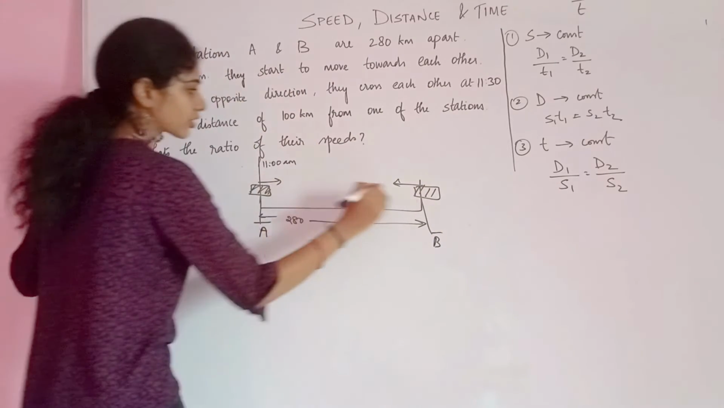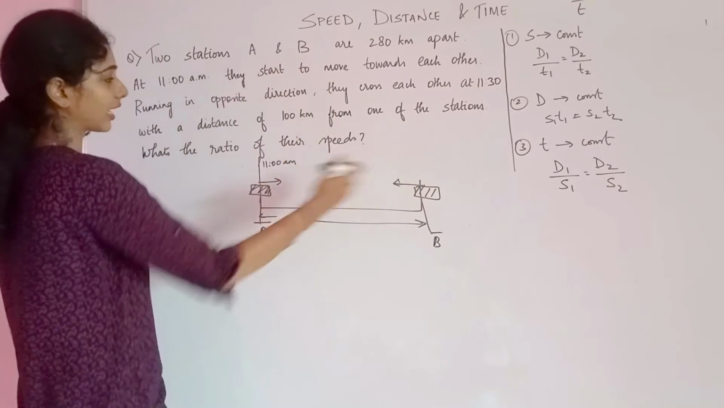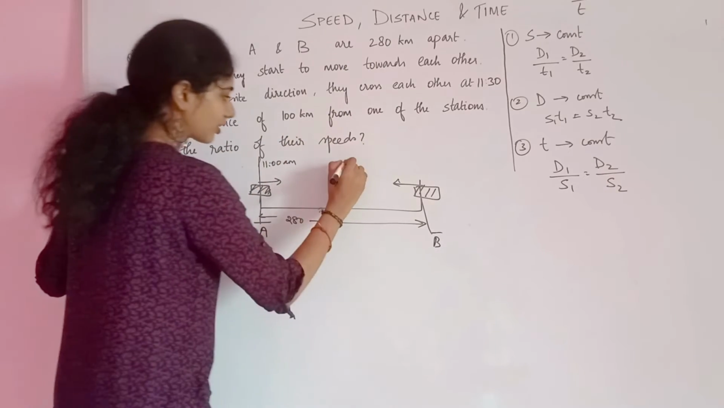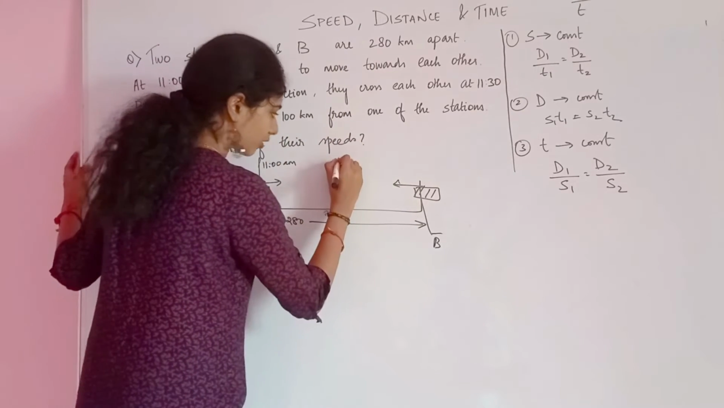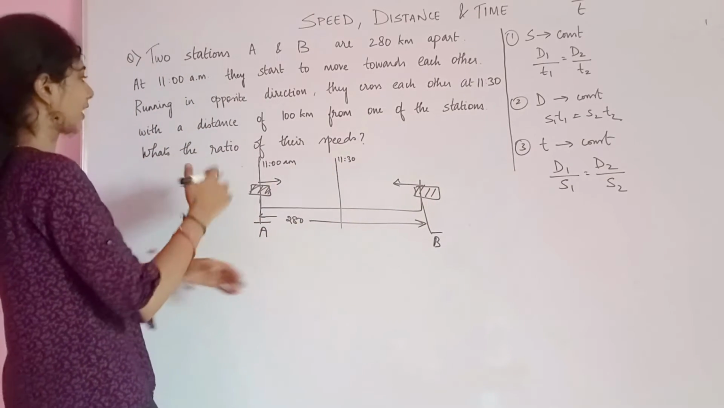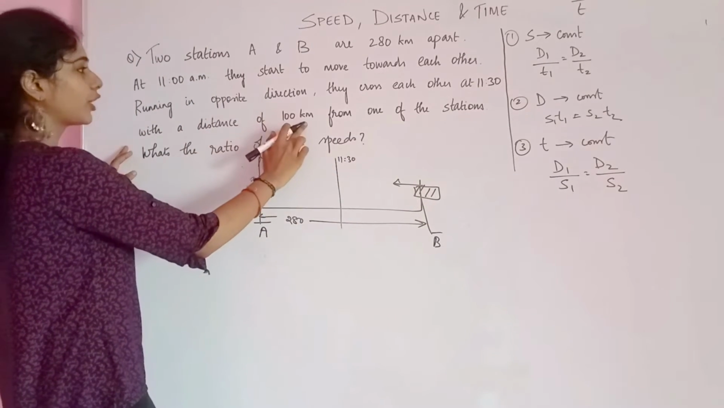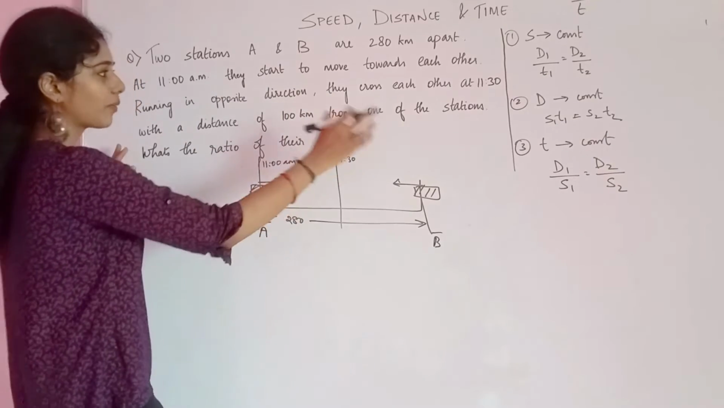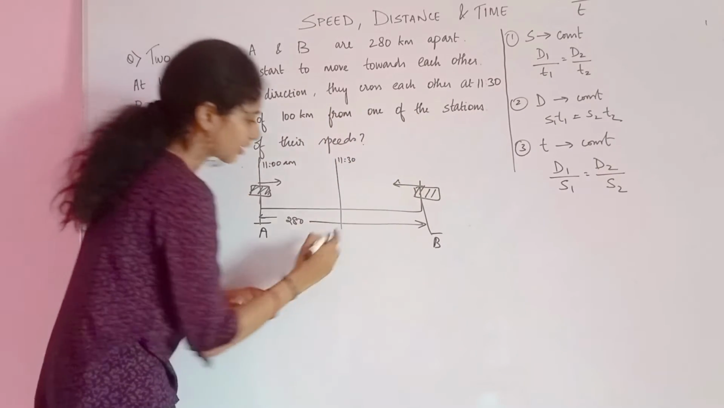Running in opposite directions, so this is going to come this way, this is going to come the other way. They cross each other at 11:30. So they're going to cross each other at 11:30 and they meet and then they go again, right? So with a distance of 100 km from one of the stations, they never mention what the station can be, so you can just consider any station.